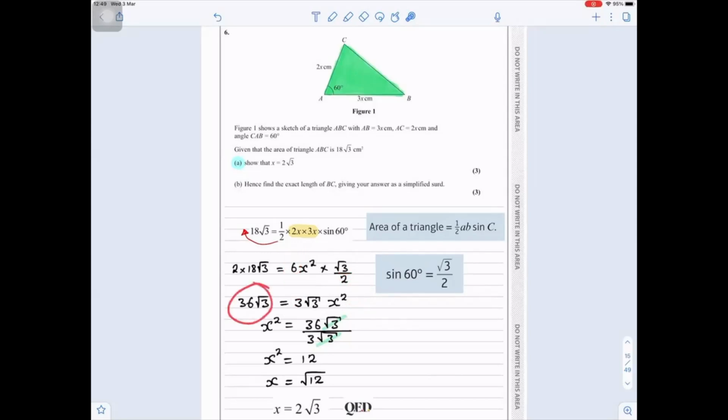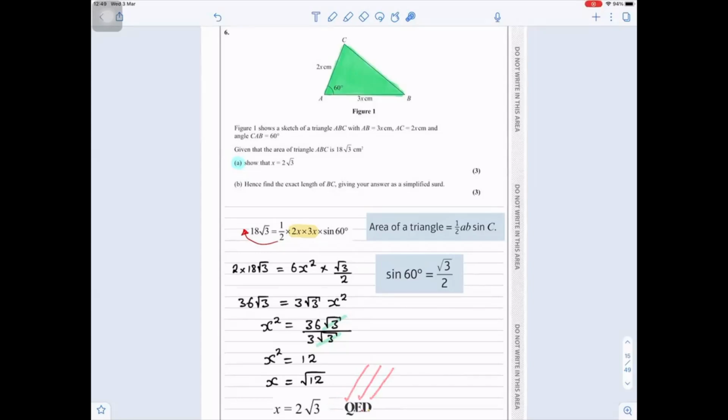Now you divide by 3 root 3 to get x squared. So take 3 root 3 to the left: 36 root 3 divided by 3 root 3. The 3 root 3 will cancel, so you're left with 12. And x is the square root of 12, which is 2 root 3.